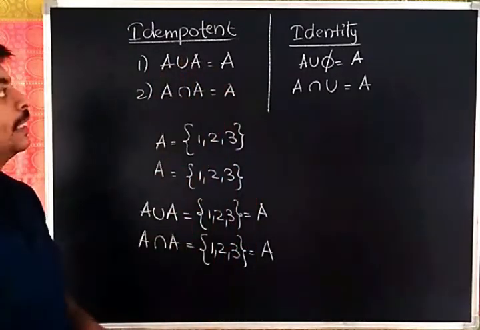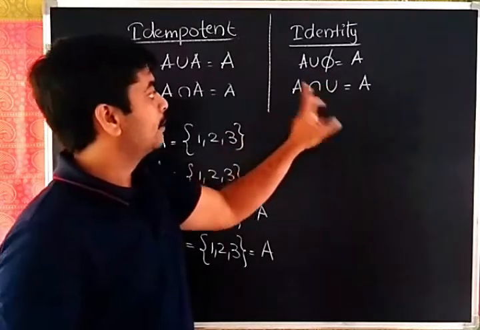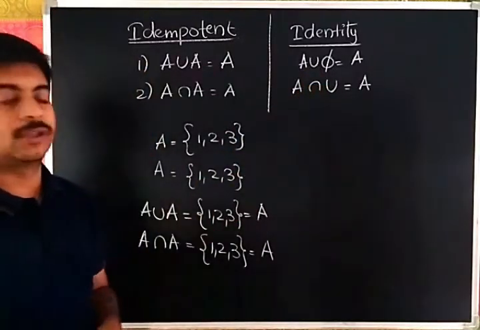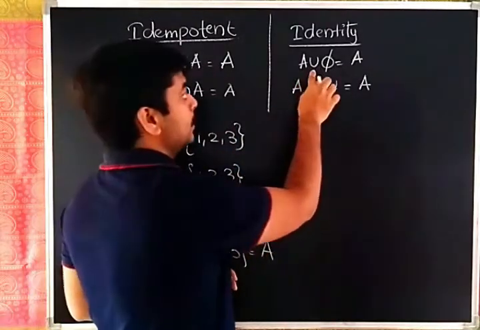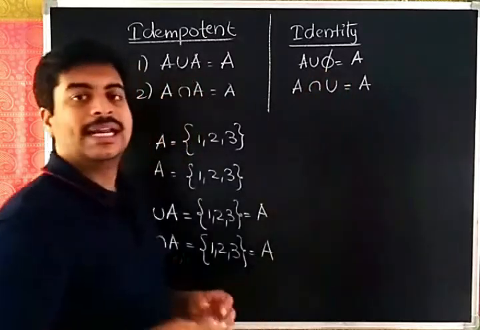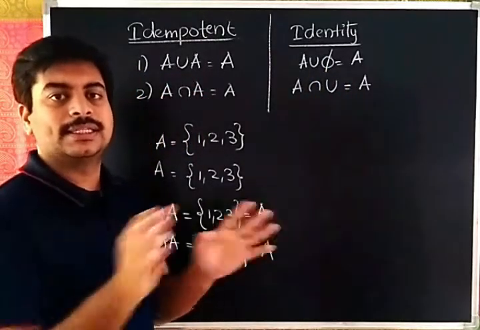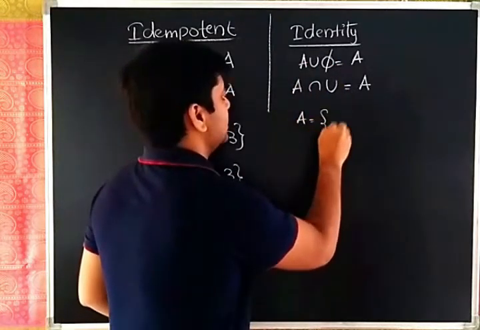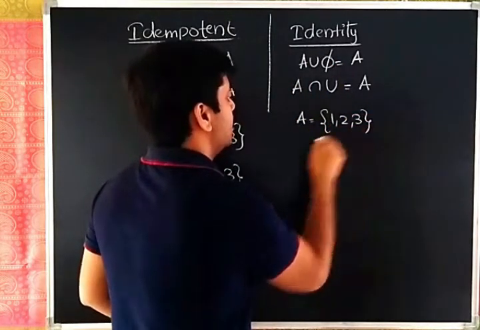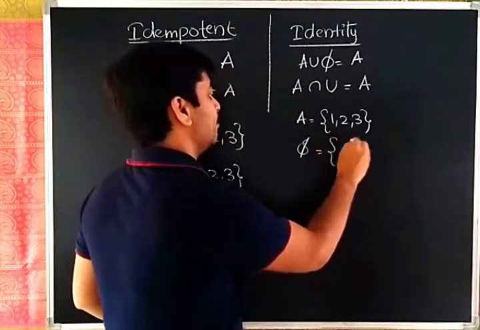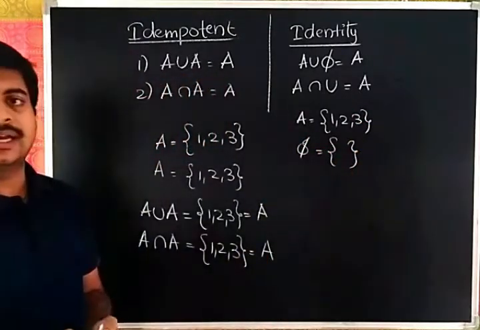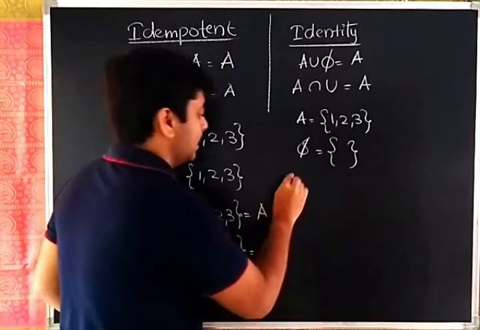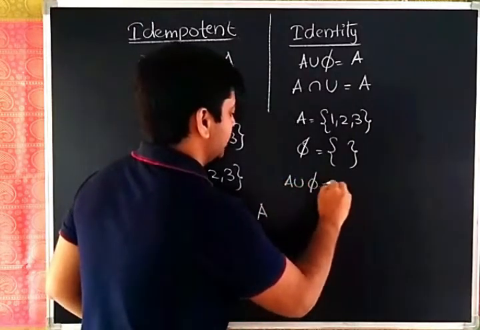And there are two more in identity. One with union and one with intersection. Let us quickly see what are these. A union phi. What is phi? Null set. There is nothing in that. There are no elements in that phi. Let us take the same example. A is equal to 1, 2, 3. Phi means it is just an empty bracket.